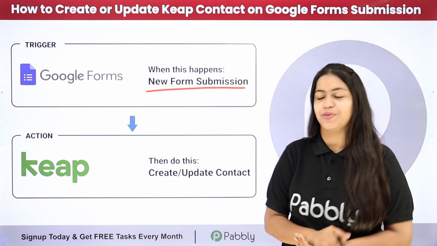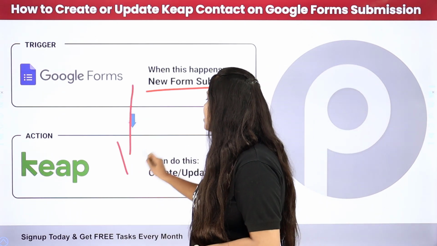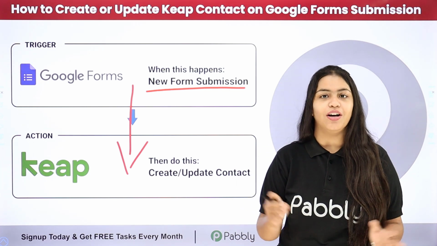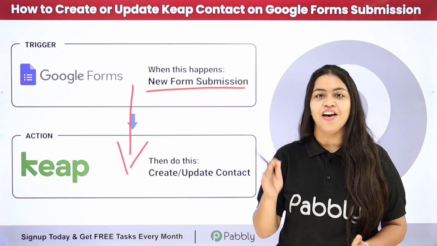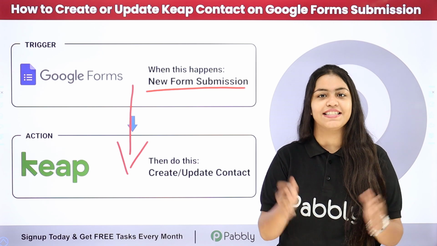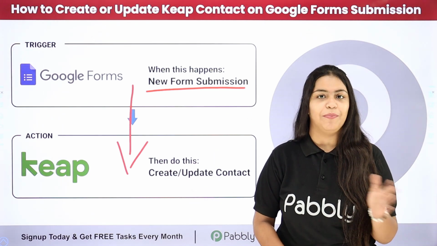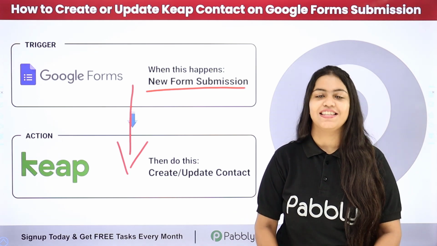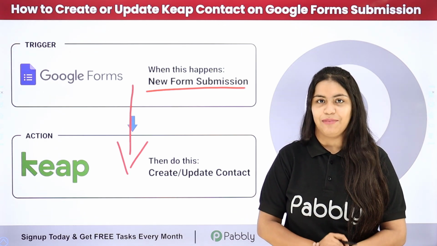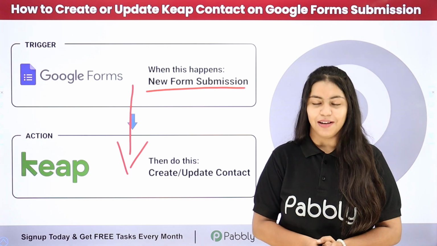So to do this, we are going to create a connection between Google Forms and Keap. To create this connection without knowing any programming or coding language, we are going to use Pabbly Connect. It is an amazing automation software. I'm going to do all of this so that I can convert my potential clients into paying clients. So do you also wish to learn this process step by step? Then let me take you to my computer screen.